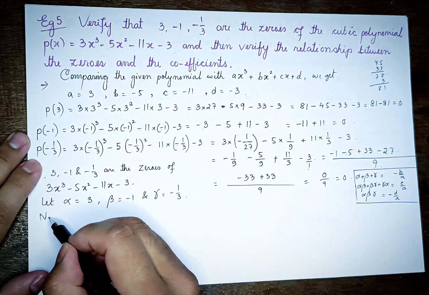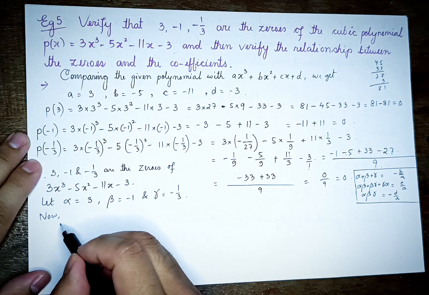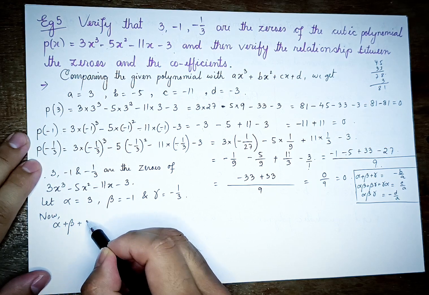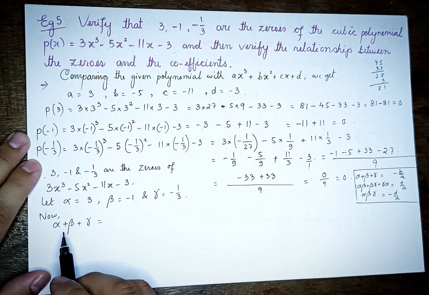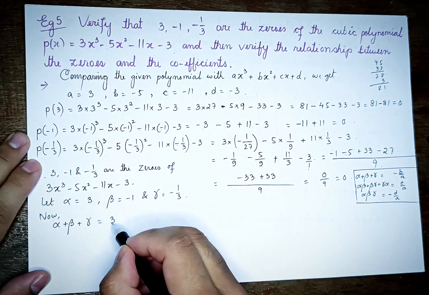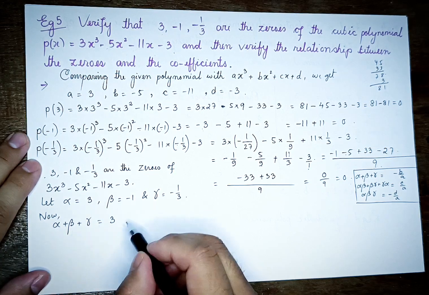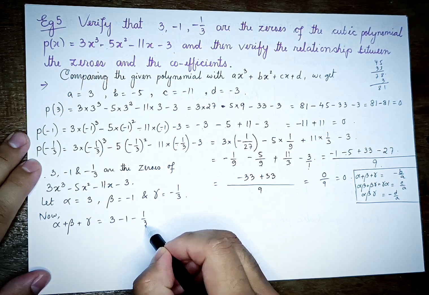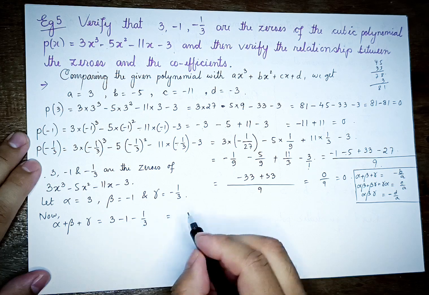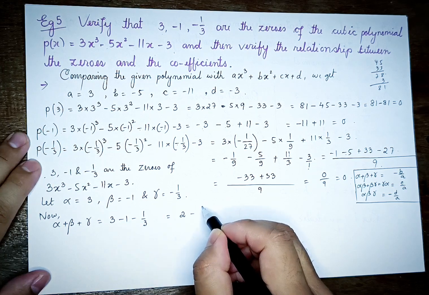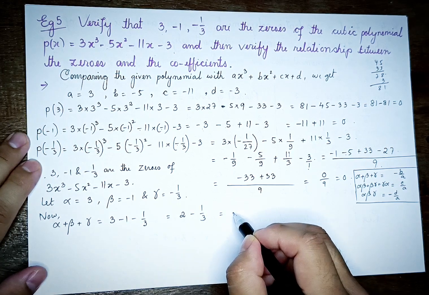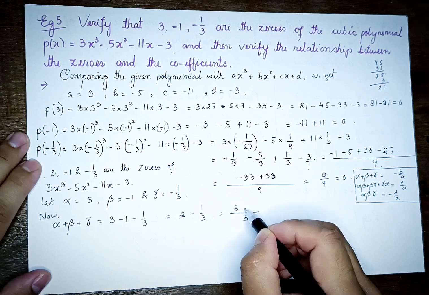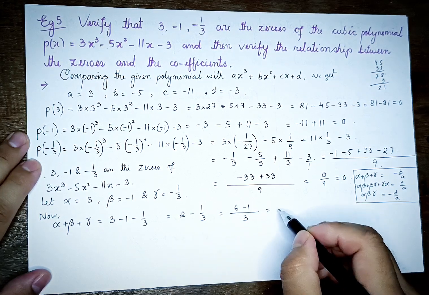We are going to prove this one. Okay, now first one is alpha plus beta plus gamma. Alpha plus beta plus gamma is equal to, here the value of alpha is 3, the value of beta is minus 1, and the value of gamma is minus 1 by 3. Subtracting these two, we get 2 minus 1 by 3. Subtracting this, we get 3 twos are 6 minus 1, we get 5 by 3.